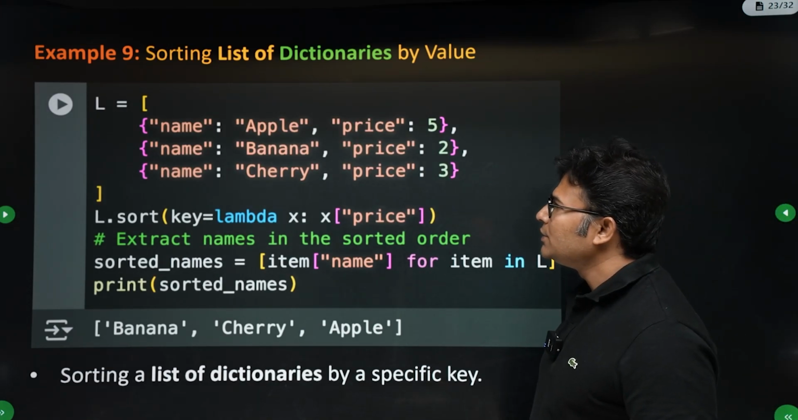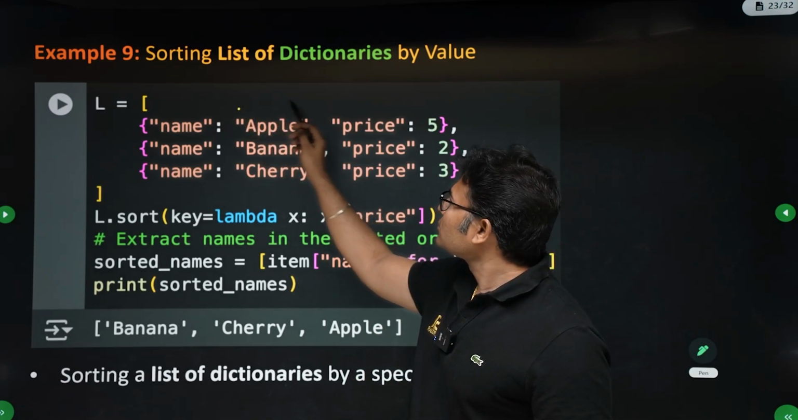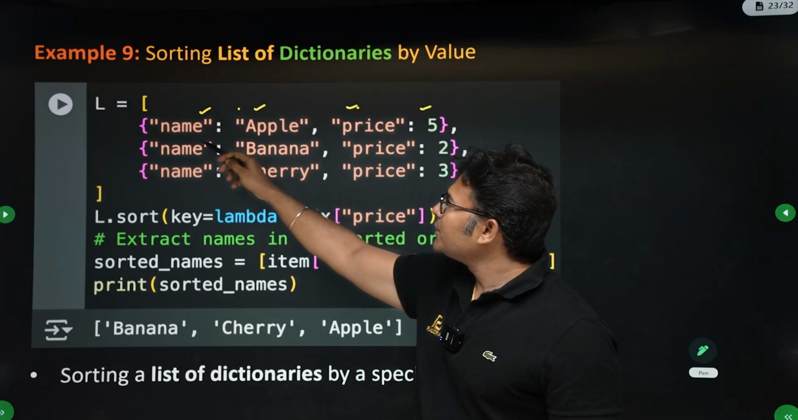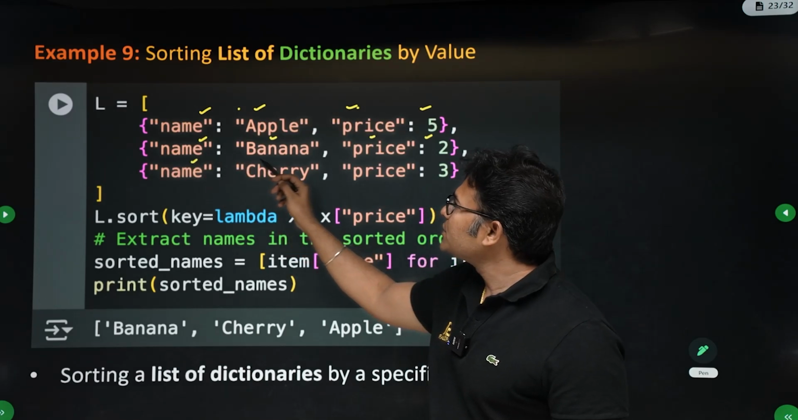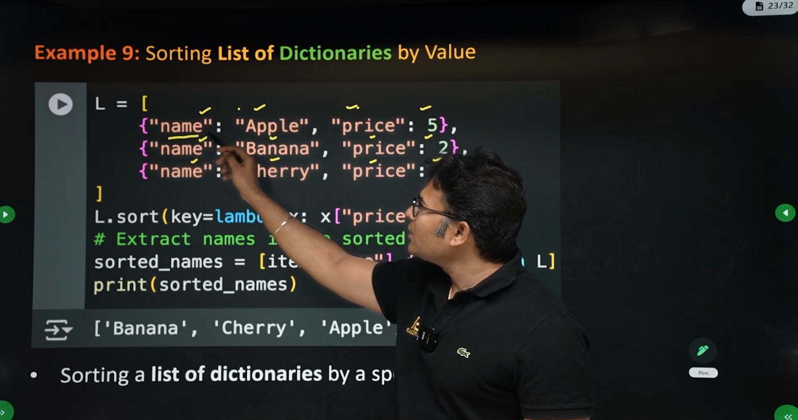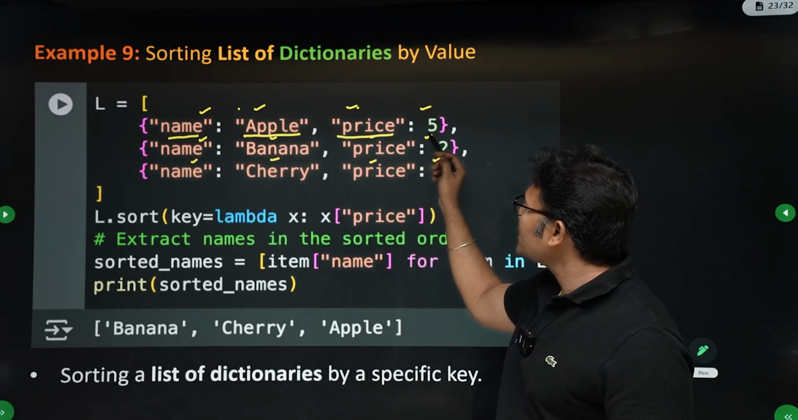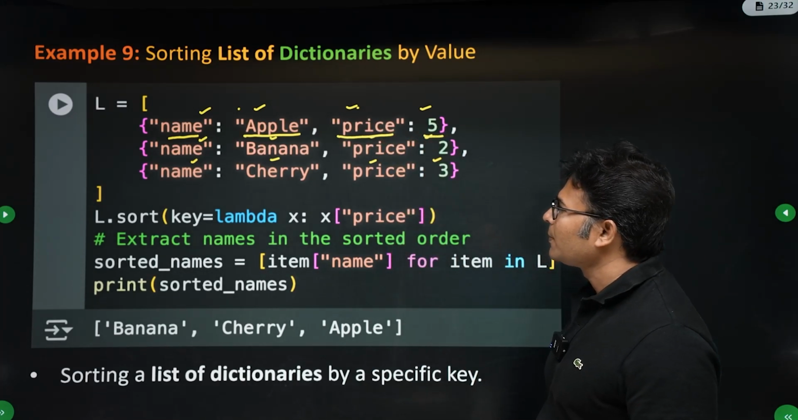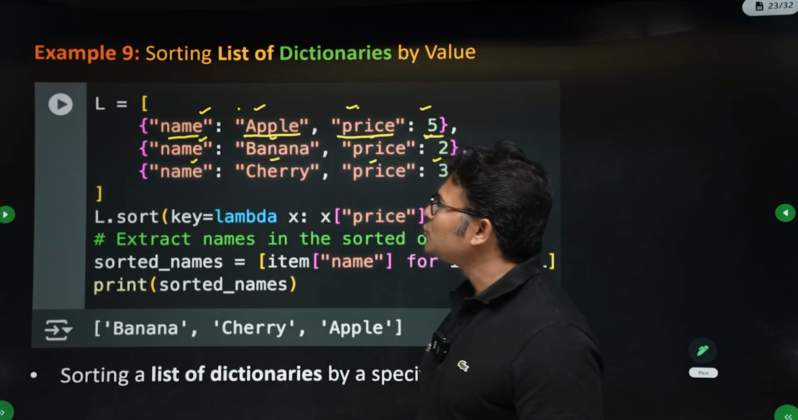Let us say we have a list of dictionaries. Okay. So this is a dictionary which is having a key value pair, and this is a dictionary which is having two key value pairs. This is a dictionary which is having two key value pairs. See, the first one is called key and the second one is called value. So name is apple. The first one is called key, second one is called value. So here key is price and name is 5, right? Now we are sorting this dictionary or list of dictionaries.